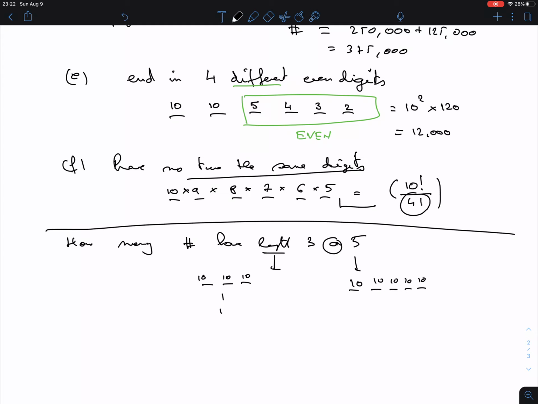So this is 10 to the power 3. This is 10 to the power 5. And what I do with these numbers, I just add them, right? Because there's obviously no way that I'm counting a number twice, because it's either length 3 or length 5. They're not the same.